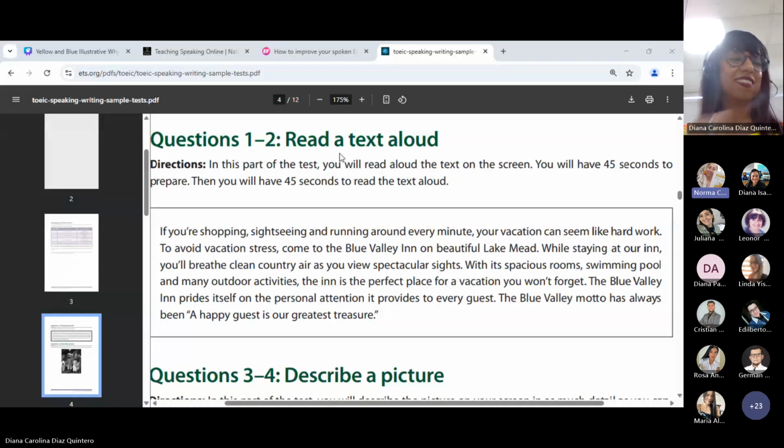If you're shopping, sightseeing, and running around every minute, your vacation can seem like hard work. To avoid vacation stress, come to the Blue Valley Inn on beautiful Lake Mead. While staying in our inn, you'll breathe clean country air as you view spectacular sights. With its spacious rooms, swimming pool, and many outdoor activities, the inn is the perfect place for a vacation you won't forget. The Blue Valley Inn prides itself on the personal attention it provides to every guest. The Blue Valley motto has always been, a happy guest is our greatest treasure.